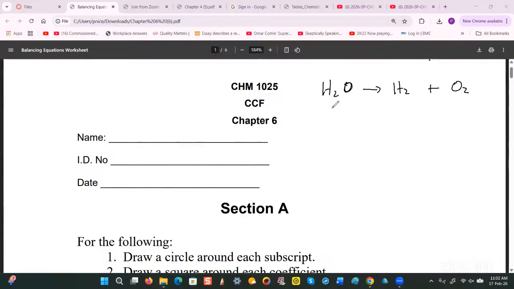Let's start by looking at the hydrogens on both sides, right? According to what we have here, we have 2 hydrogens on the left side of the equation, and we have 2 hydrogens here on the right, right? So as far as the hydrogens are concerned, they are balanced. However, when it comes to the oxygens, there's only 1 oxygen atom represented here, and you have 2 oxygen atoms represented here. So obviously, they're not equal. So the equation is not balanced simply because the oxygens are not balanced, right?